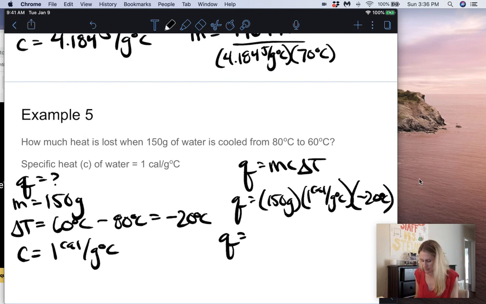And that makes sense because, sorry, I was plugging it into my calculator and I lost my train of thought. Because we're losing this heat, right? Heat is lost. It's going out into the surroundings. So the system's losing heat, and therefore our heat, Q, should be negative. We get a negative 3,000 calories for this process.